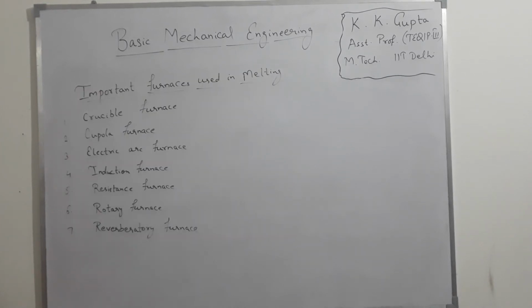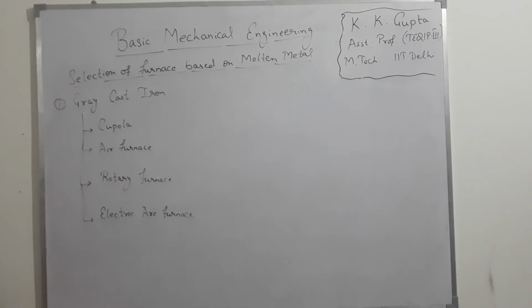There are different furnaces used in casting, out of which some are important. First one is crucible furnace, second is cupola furnace, third electric arc furnace, fourth induction furnace, fifth resistance furnace, sixth rotary furnace, seventh reverberatory furnace.